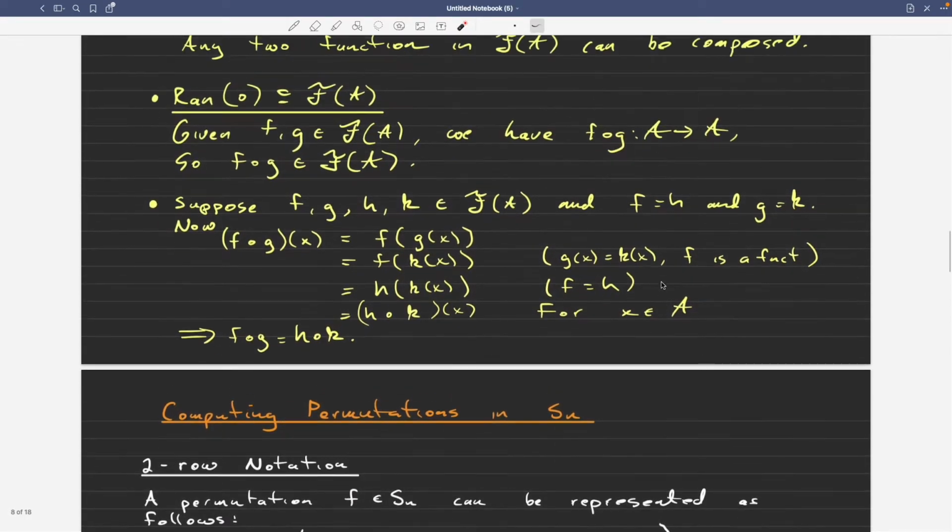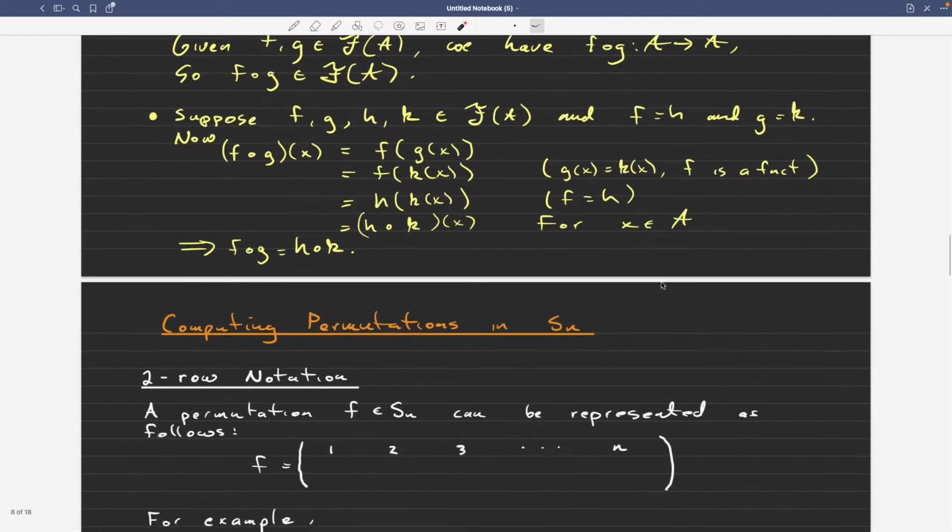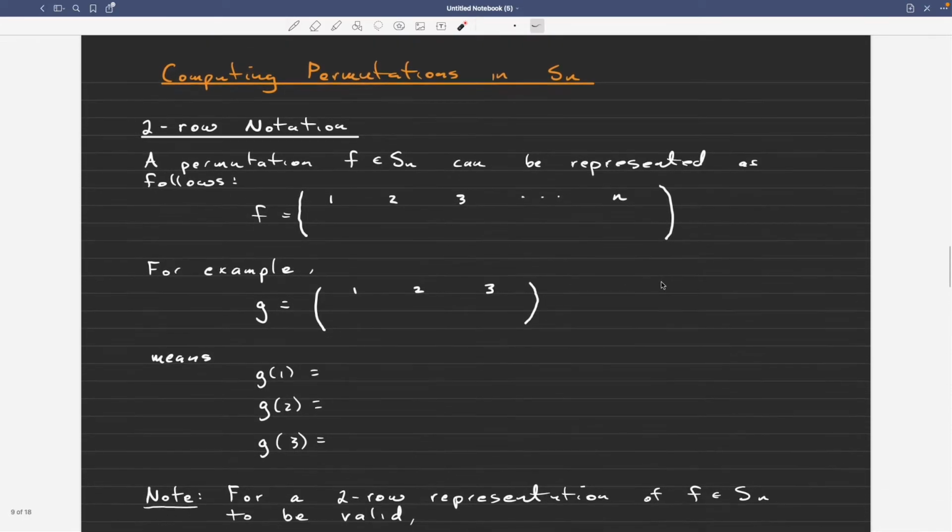So that's the big abstract result of this section. And now we'll do some very concrete things from here on out. We're going to talk about computing permutations in S_n. So the rest of this lecture is going to be very concrete and about computing things. Depending on your point of view, that might be a nice little break. So let's talk about two-row notation for permutations.